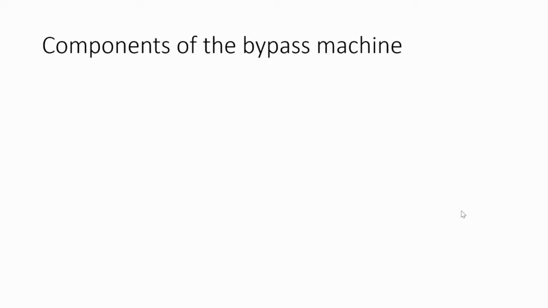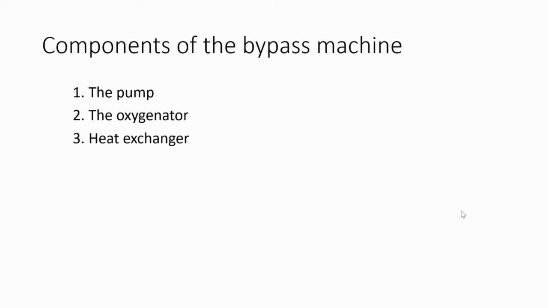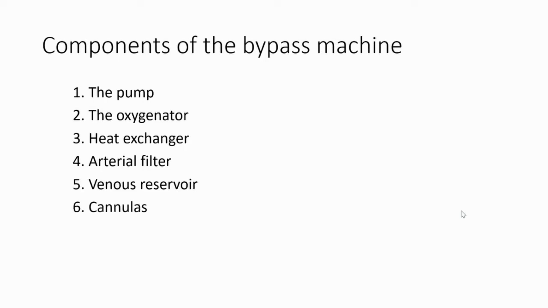So in terms of components of the bypass machine itself, we have the pump, which is what provides the necessary pressure to move blood around the body at sufficient pressures. We then have the oxygenator, which oxygenates the blood that enters the bypass machine. We have the heat exchanger, which regulates temperature, the arterial filter, the venous reservoir, and the cannulas.